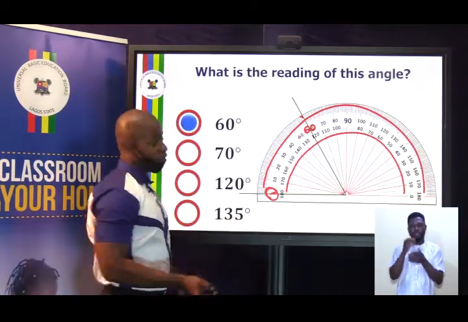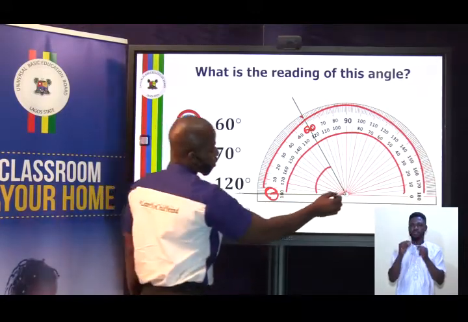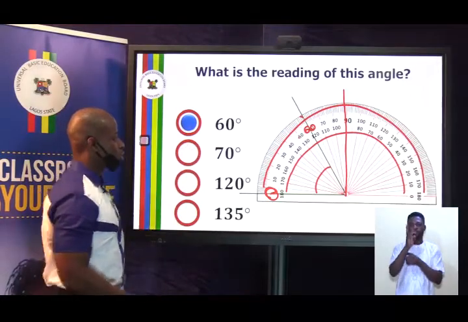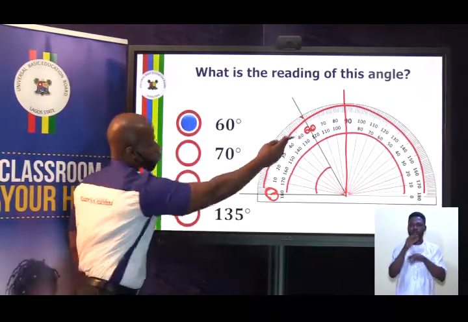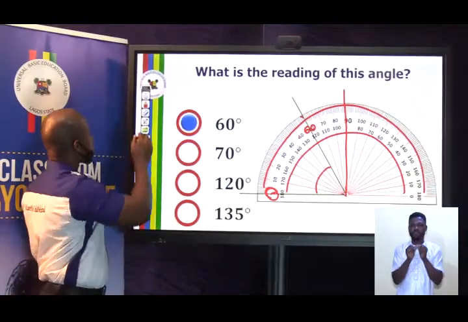And you will see that from here to here, the angle is not so much. At 60 degrees, the 90-degree angle is right there. So the answer is 60 degrees. The line is just on top of 60. I believe that is what you got. So moving on.